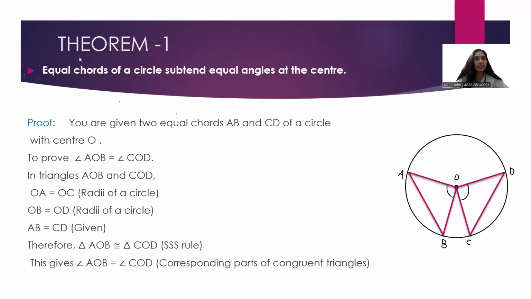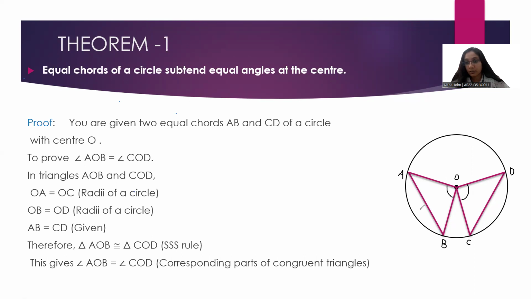Okay, so first we will be discussing the first theorem, theorem 1. So from here onwards, our main results begin. Okay, so what does theorem 1 say? Theorem 1 says that equal chords of a circle subtend equal angles at the center. So we have already discussed what is meant by a chord of a circle. So here it says that if you are taking two equal chords of a circle, I am illustrating this theorem using a diagram. So this theorem will be clear from this diagram.